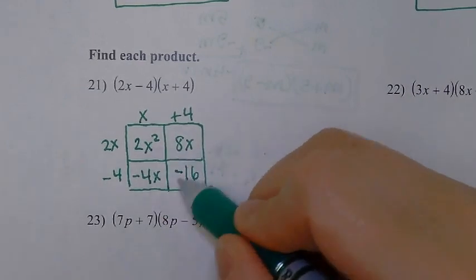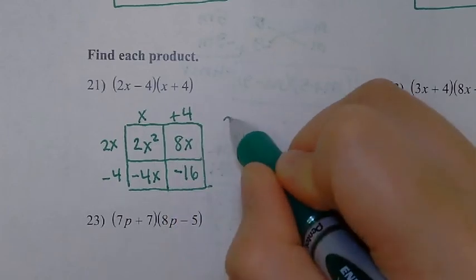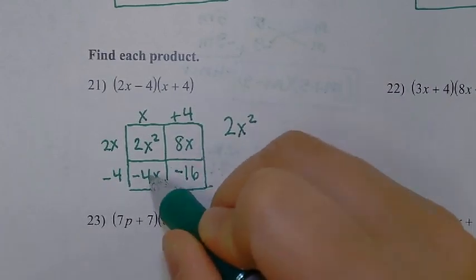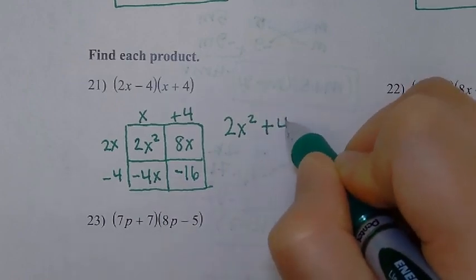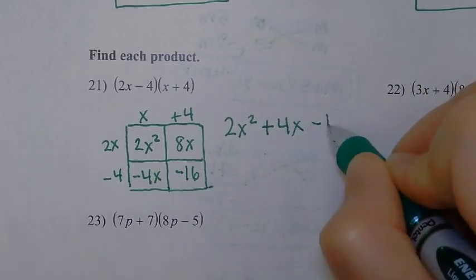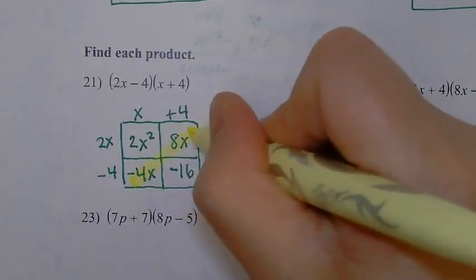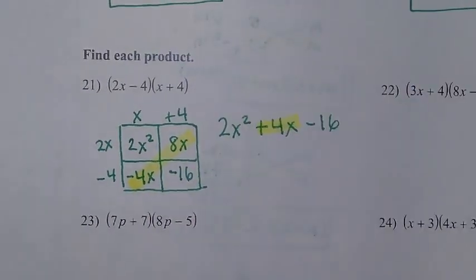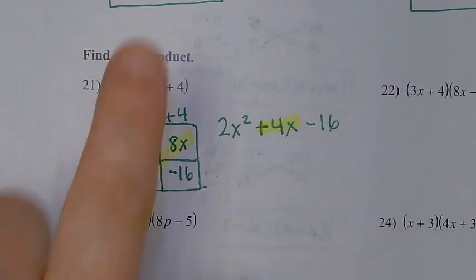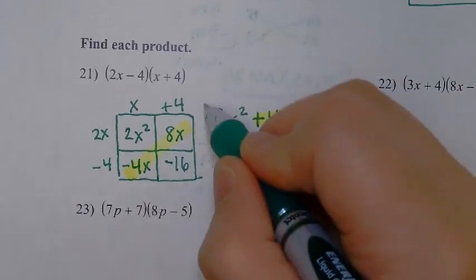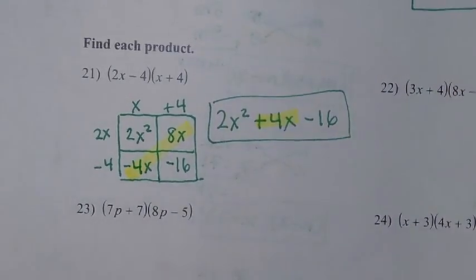So then we're going to rewrite it. We've got our highest exponent, 2x squared. Our next is these two right here. 8x minus 4x is plus 4x. And then we've got our minus 16. Remember, this diagonal, these are like terms. So we've got to make sure we combine them, just like how we did up here, right? We combined the like terms. Same thing here. That's it.